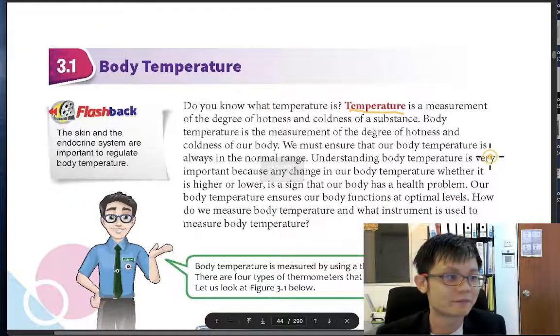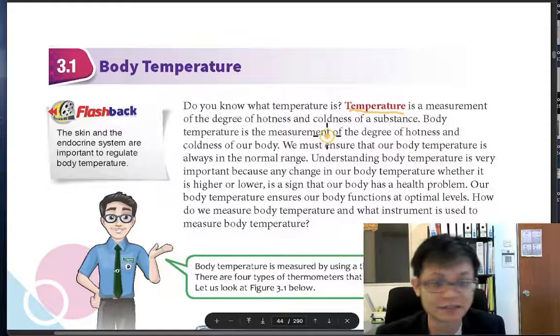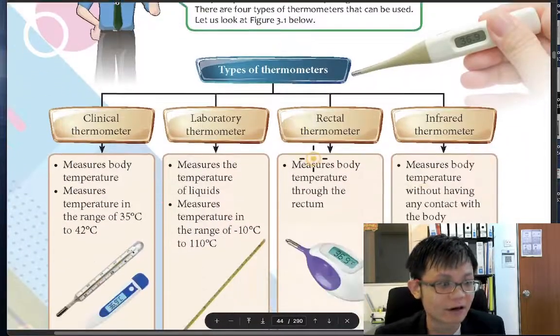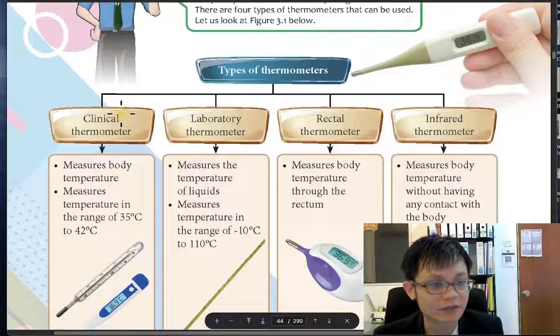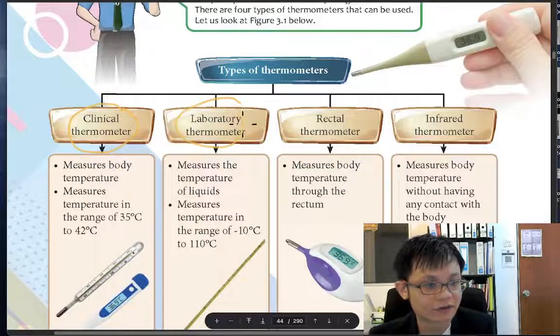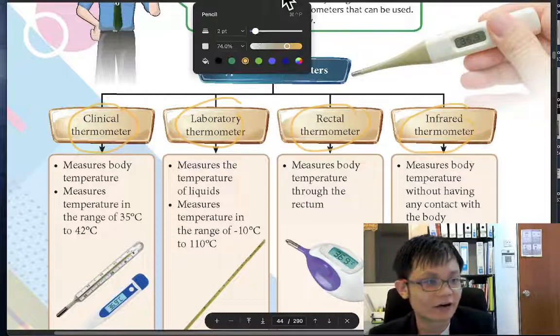So how can we measure temperature? Of course we say it's very easy: use a thermometer. But in this chapter, we are going to learn about 4 types of thermometer, which are the clinical thermometer, laboratory thermometer, rectal thermometer, and infrared thermometer.